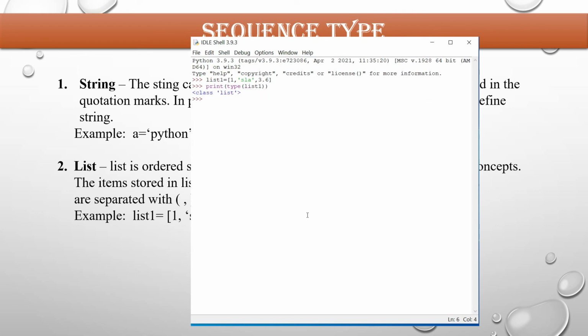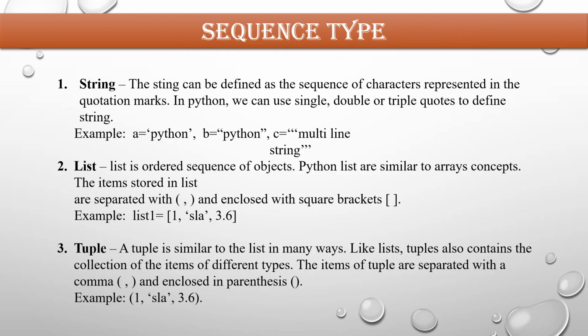Next, tuple. A tuple is similar to a list in many ways. Like lists, a tuple also contains a collection of items of different types. The items of a tuple are separated with a comma and enclosed in parentheses. Example, open bracket 1 comma SLA enclosed with single quotes comma 3.6.